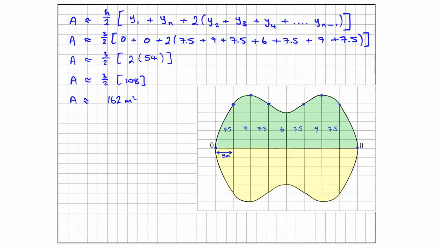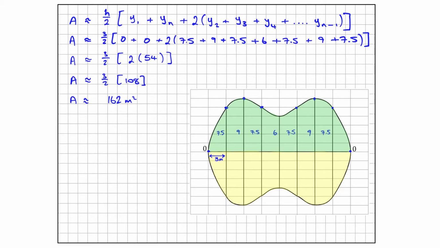Okay, now from the diagram you can see what that is, and that is the area of the green part. But the important thing to remember here is that the green part is only half of the shape. The other half of the shape, which is the symmetrical side, is the yellow part. So in order for me to get an approximation of the total area, I need to multiply 162 by 2. And if I multiply it by 2, I get 324.